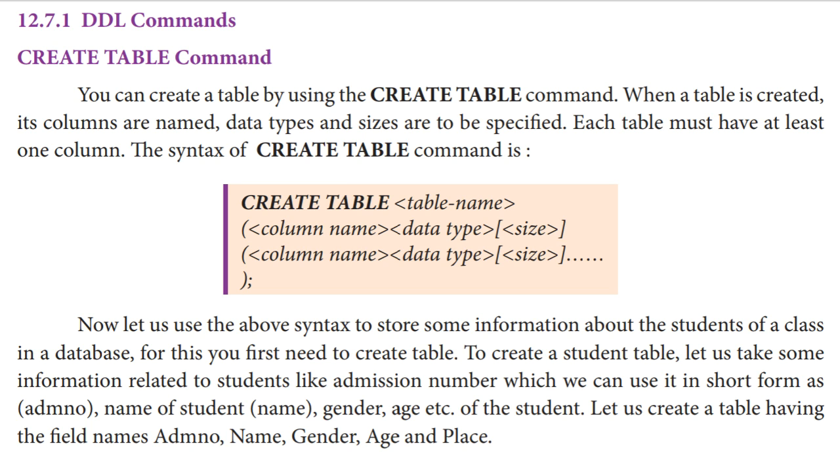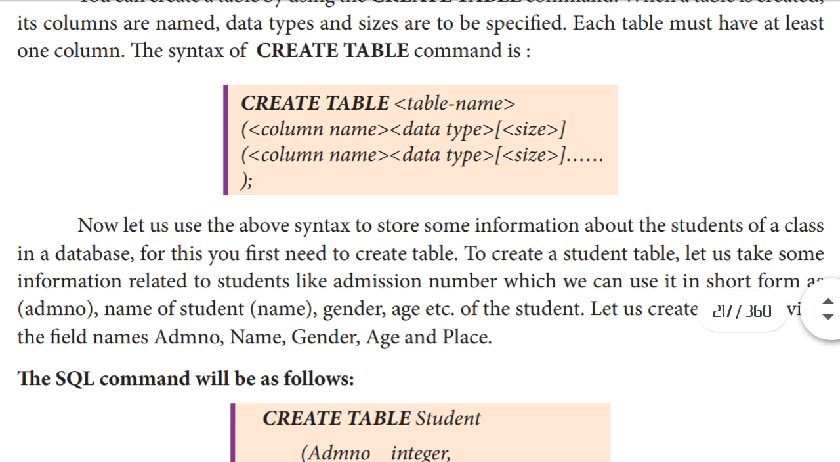Now let us use the above syntax to store some information about the students of your class in a database. For this you first need to create a table. To create a student table, let us take some information related to students, like admission number, which we use in short form. We cannot give the complete words of admission number in a table, it will take a lot of size. It's very lengthy, that's why we have to shorten it. How can we shorten it? ADMNO. So the short form of admission number is ADMNO.